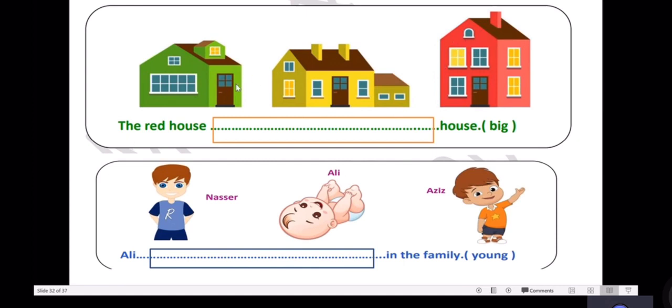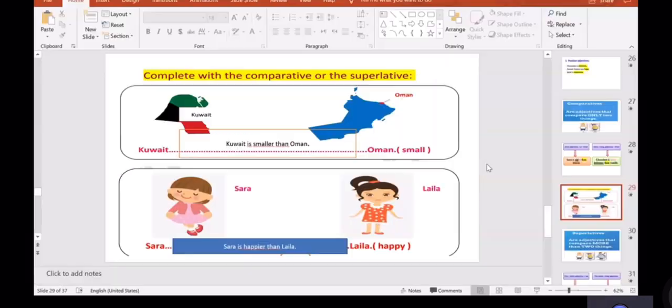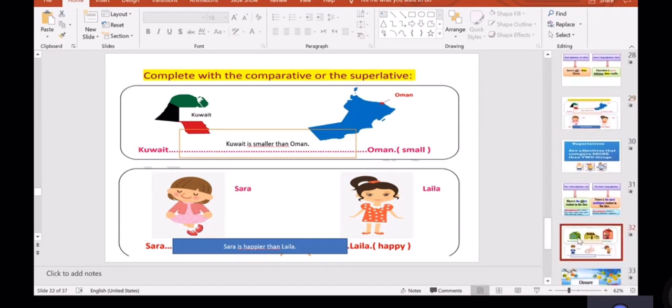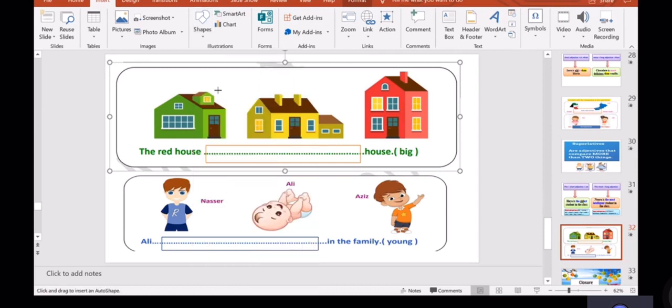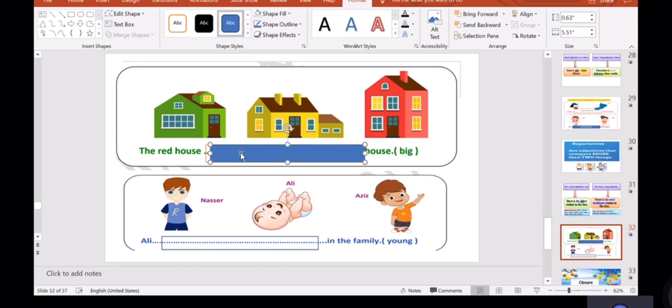If we compare the three houses here, and we use the adjective big, which house is the biggest? Of course, the red house is the biggest house. We will write in here: the red house is the biggest house. Now capitalization in the middle of the sentence.